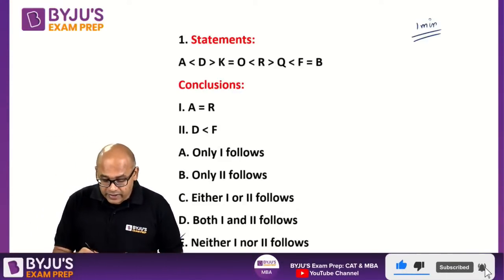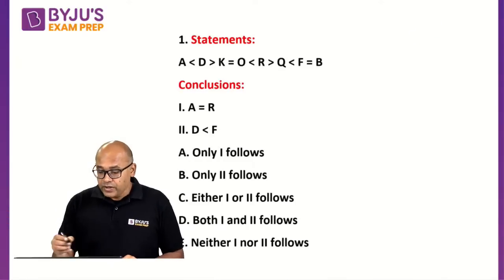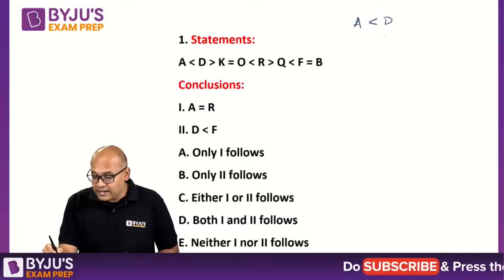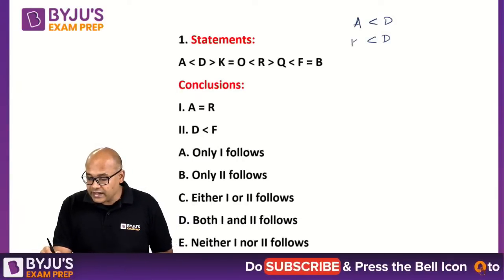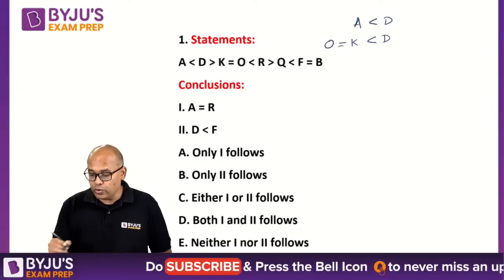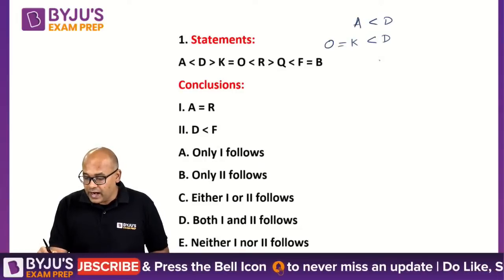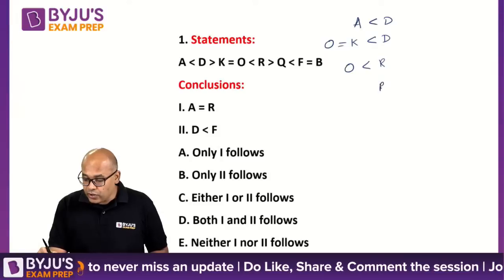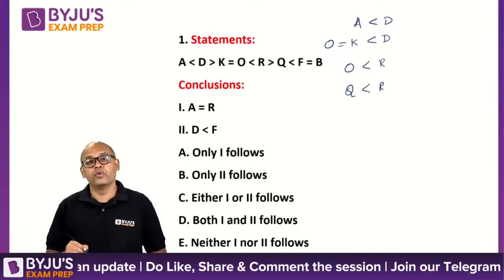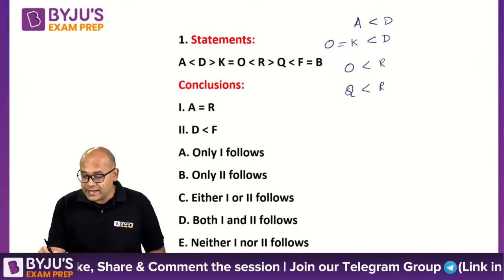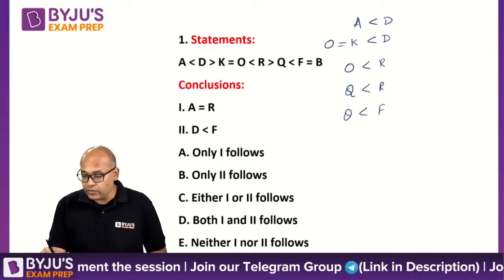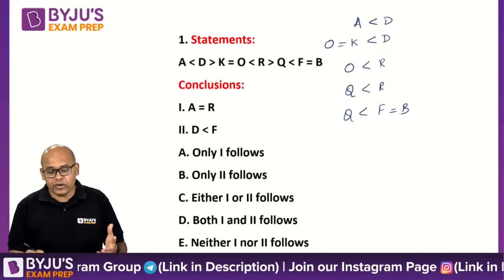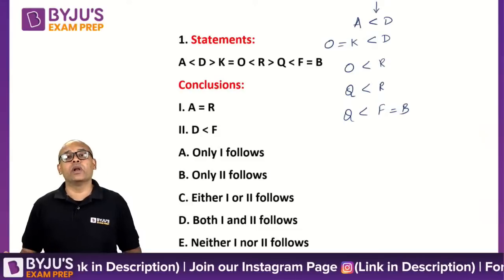So let's take a look at what is being given. You have A, which is less than D, and D is greater than K. K is equal to O, but R is greater than O, and R is also greater than Q, and Q is less than F. So F is greater than Q, and F and B are equal. Usually it's a good habit to write everything in one inequality.